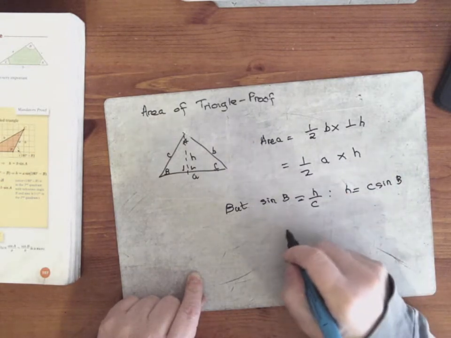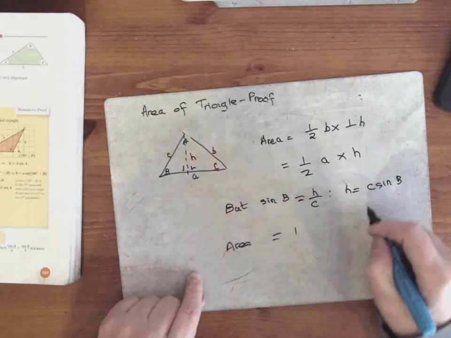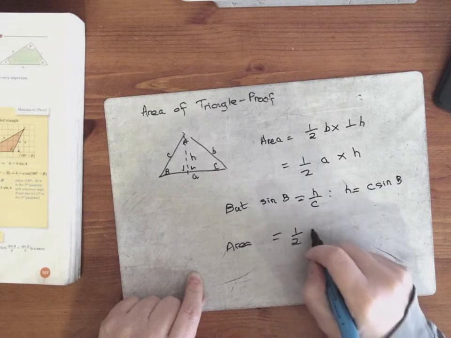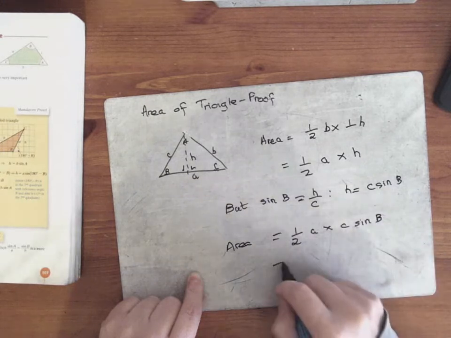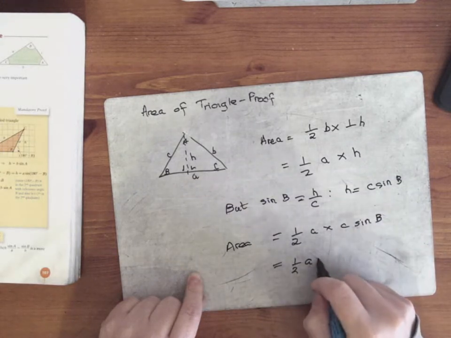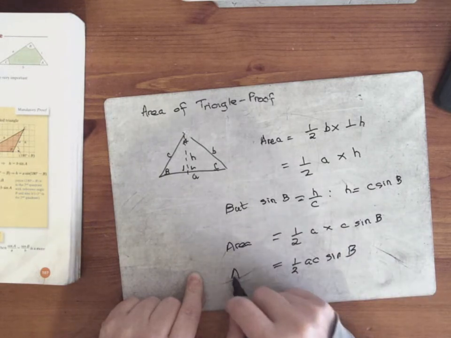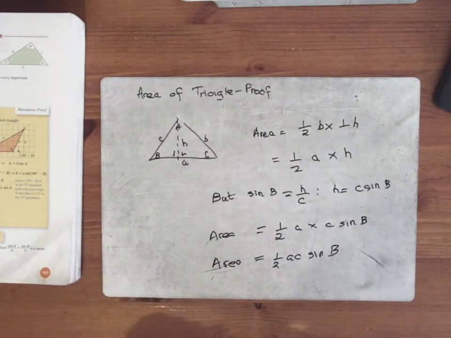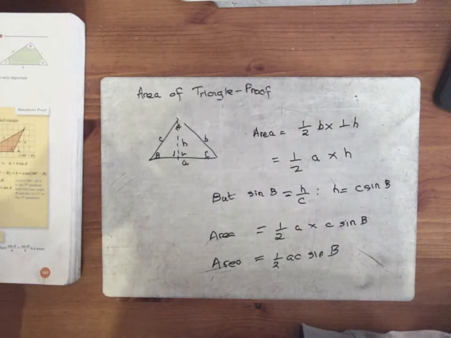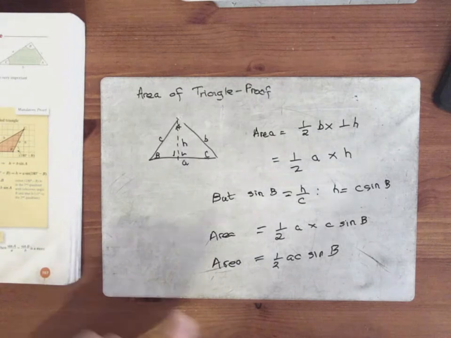Right, so up here, the area was a half a by h. Instead of h, I'm going to write in c sine b. So area equals a half a multiplied by c sine b, which is a half a c sine b. Okay, that's all that is. So I'll just give you a sec to write that down. Ready?